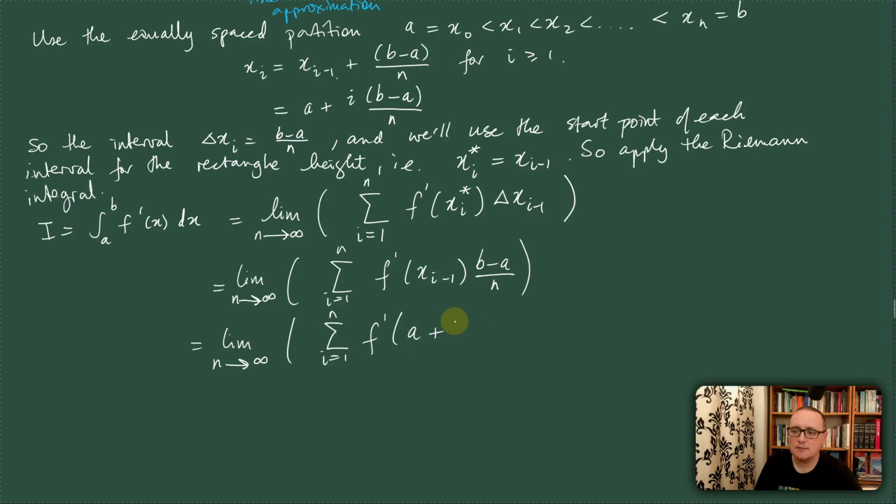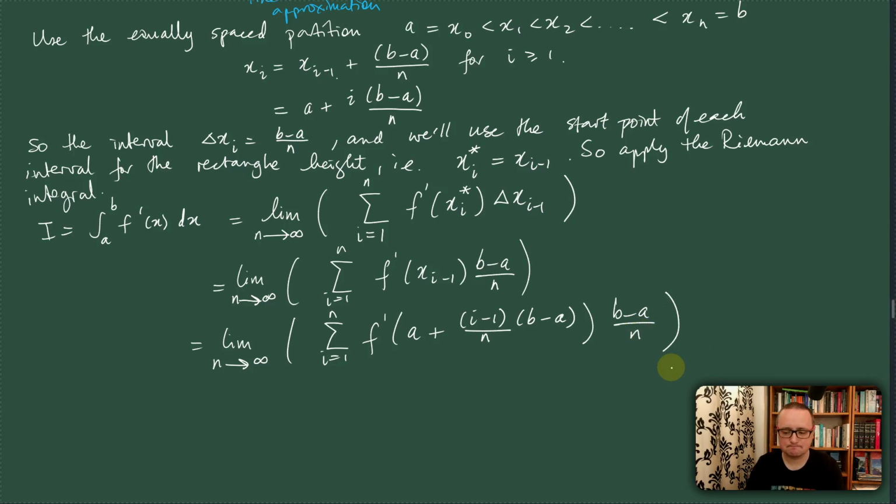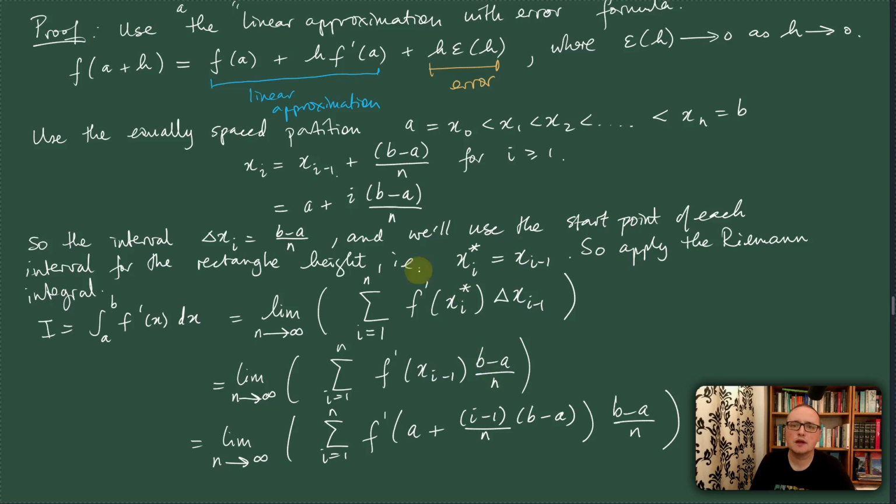So this is going to be a plus (i minus 1) over n times b minus a. And then we still have b minus a over n multiplied by that. Okay, now we just want to pause here and look carefully at what we're going to do next. We're going to be using our linear approximation with error result. Okay, so this linear approximation with error result, which I'll just highlight here in this red box, I want to apply that now to what I've got down here.